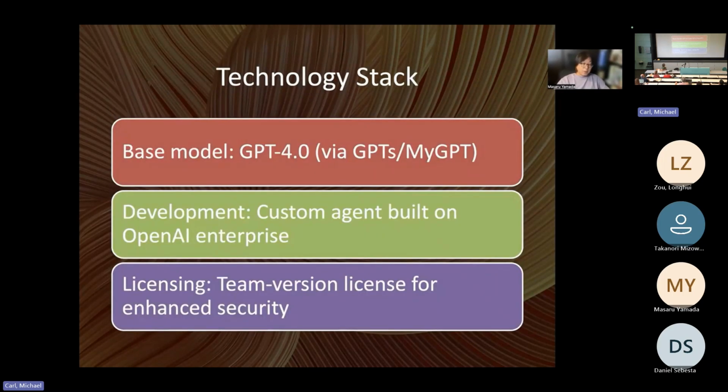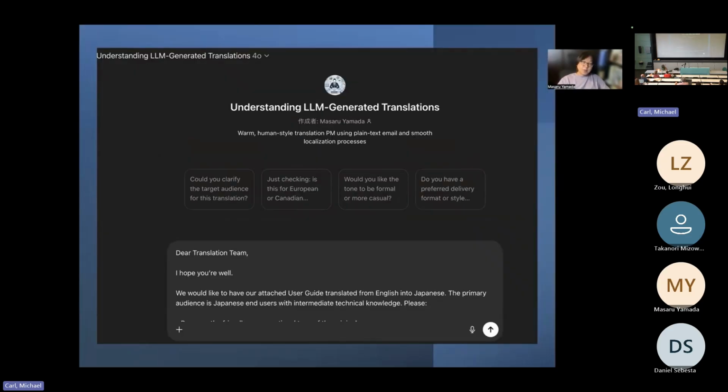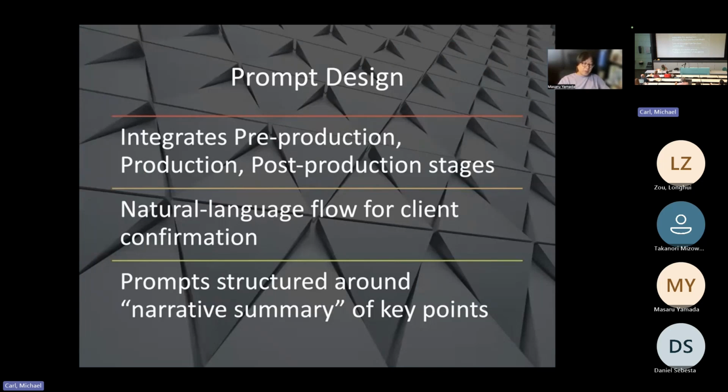Here's our technology stack. We leveraged GPT 4.0 under the GPT/MyGPT framework for the core language capabilities. Development took place in a secure enterprise licensed environment. Using the team version license allowed us to isolate data and comply with our internal security policies. This is the actual GPT screen. Since this is a customized agent, you just copy and paste a client's email into this chat box and it will generate an appropriate response. In designing prompts, we encoded the three-stage workflow: pre-production, production, and post-production into natural language instructions. For example, read the client's request, weave the specs into a concise narrative, then ask any clarifying questions. This approach keeps responses fluid and human-like.